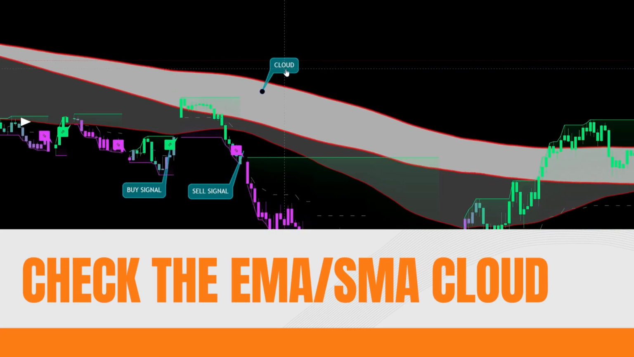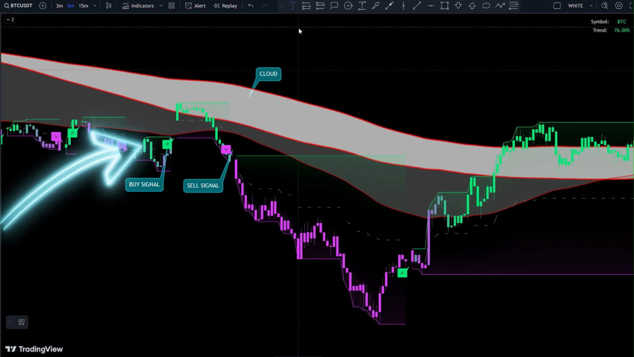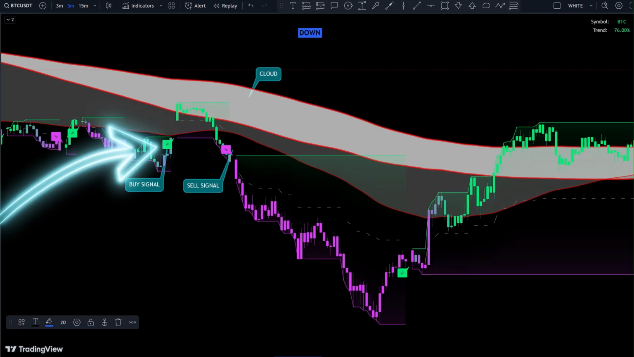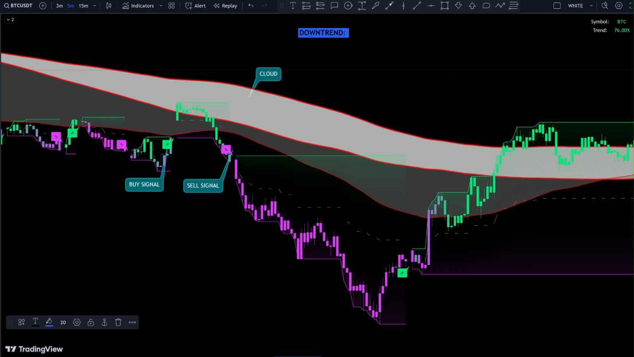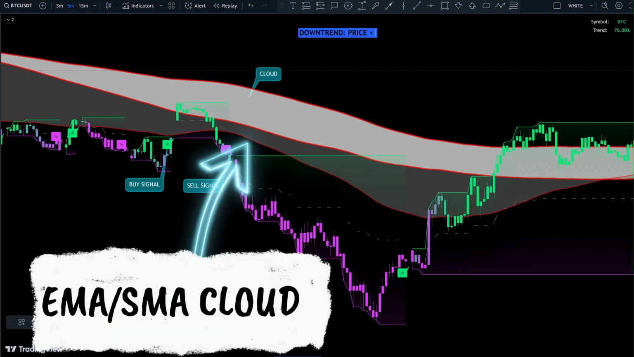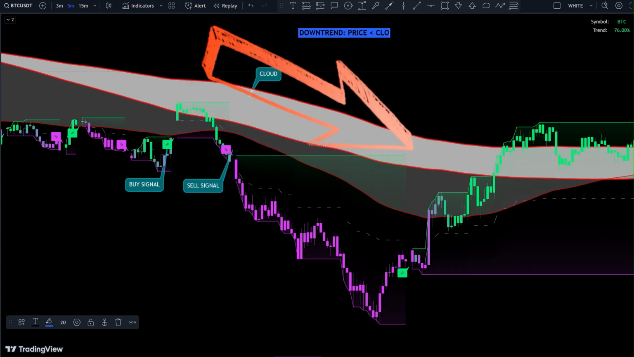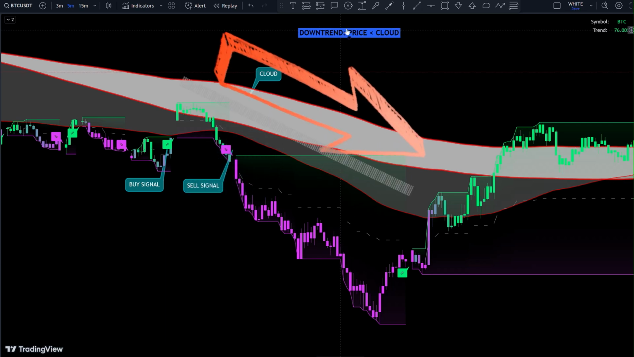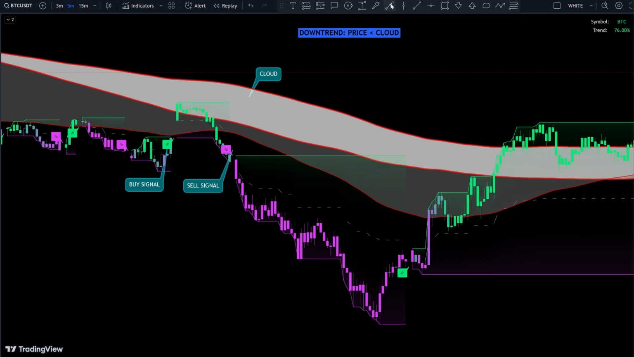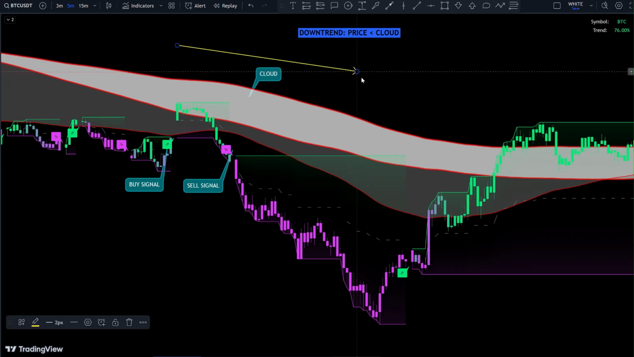Take a look at this example. See how the price breaks above the trend levels band, suggesting a buy? But hold on a second. Notice how the price candles are below the EMA SMA cloud. That tells us the prevailing trend is actually downtrend. So in this case, we ignore the buy signal because it's going against the overall trend. Remember, we want to ride the wave, not fight it.